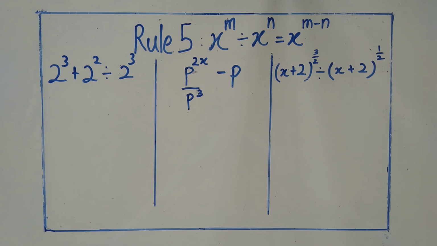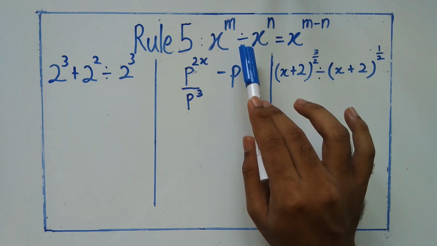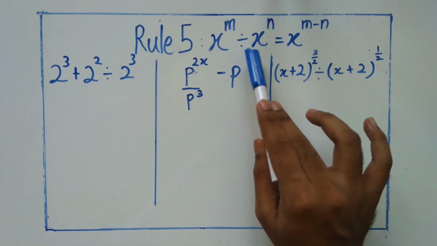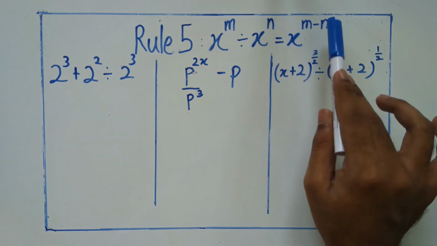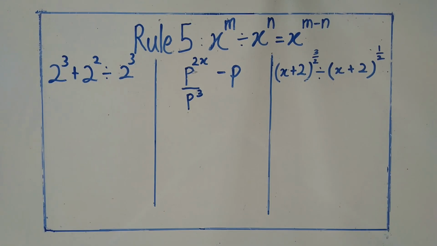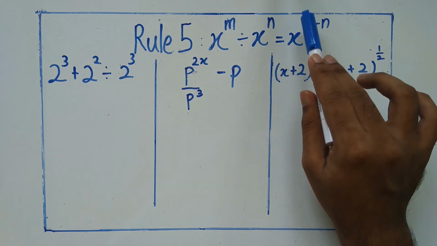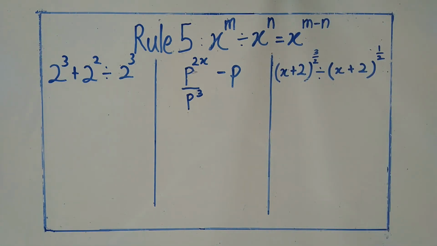The fifth rule is the subtraction rule. It is the opposite of the addition rule. When you divide numbers with the same base, you can subtract the exponents. Take note of the order as well. The first term always gets subtracted by the second term. Let's look at some examples.